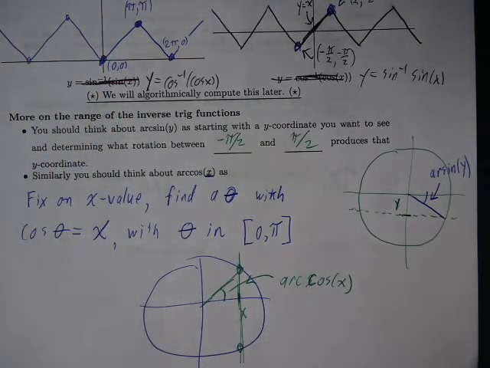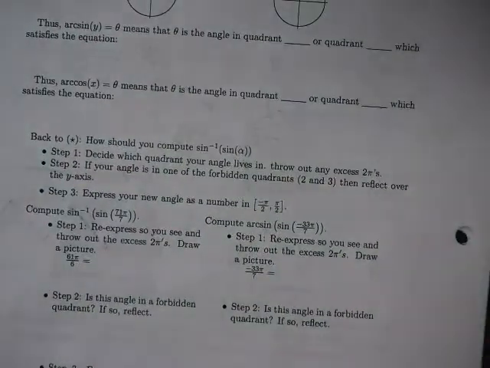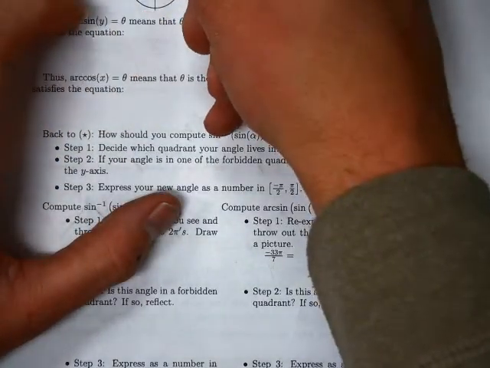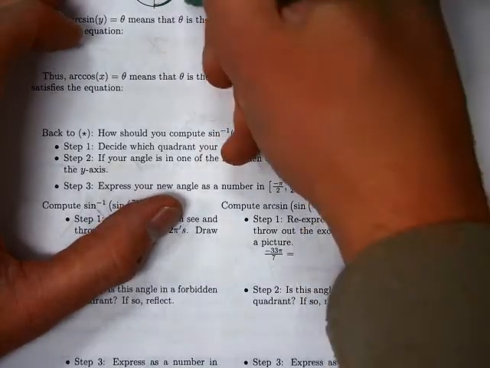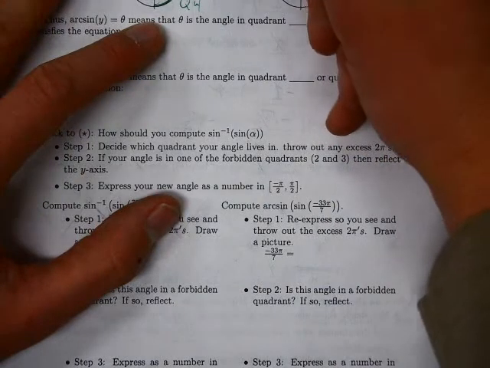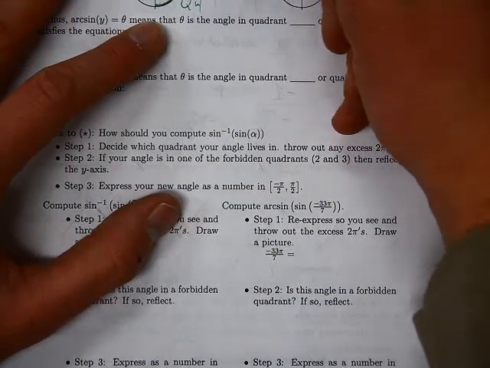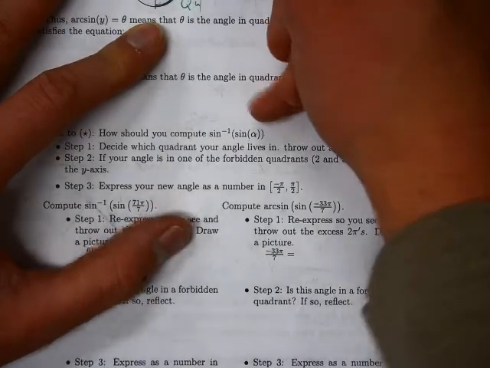Everyone feel pretty okay? Make sense so far? Nice. So let's just redraw that for emphasis. The range of inverse sine is just angles between negative pi over 2 and pi over 2. That is, things in quadrant 4 or quadrant 1. The range of inverse cosine is angles between 0 and pi. That is to say, angles in quadrant 1 or quadrant 2.